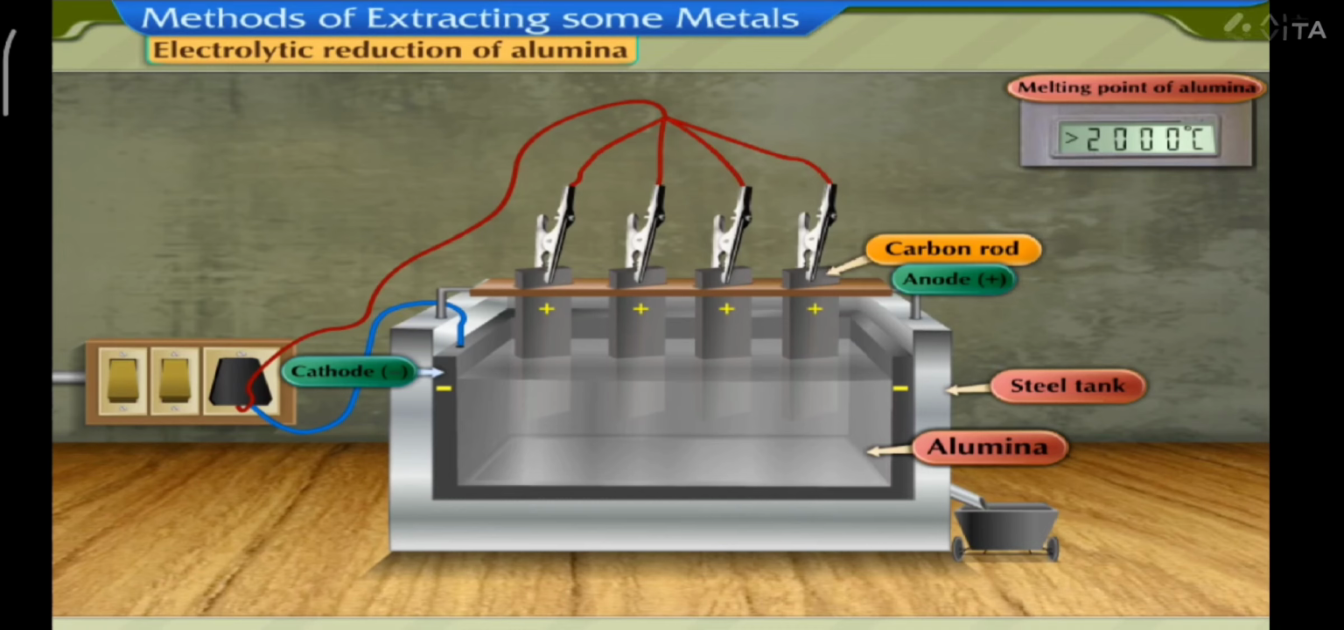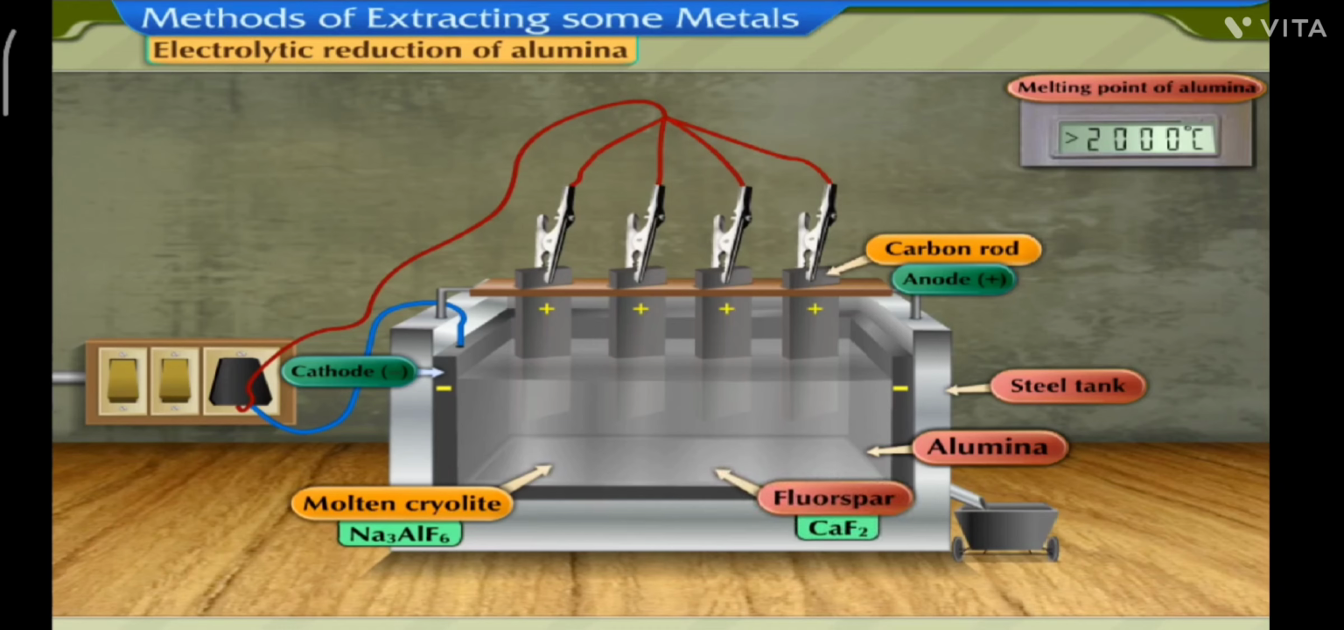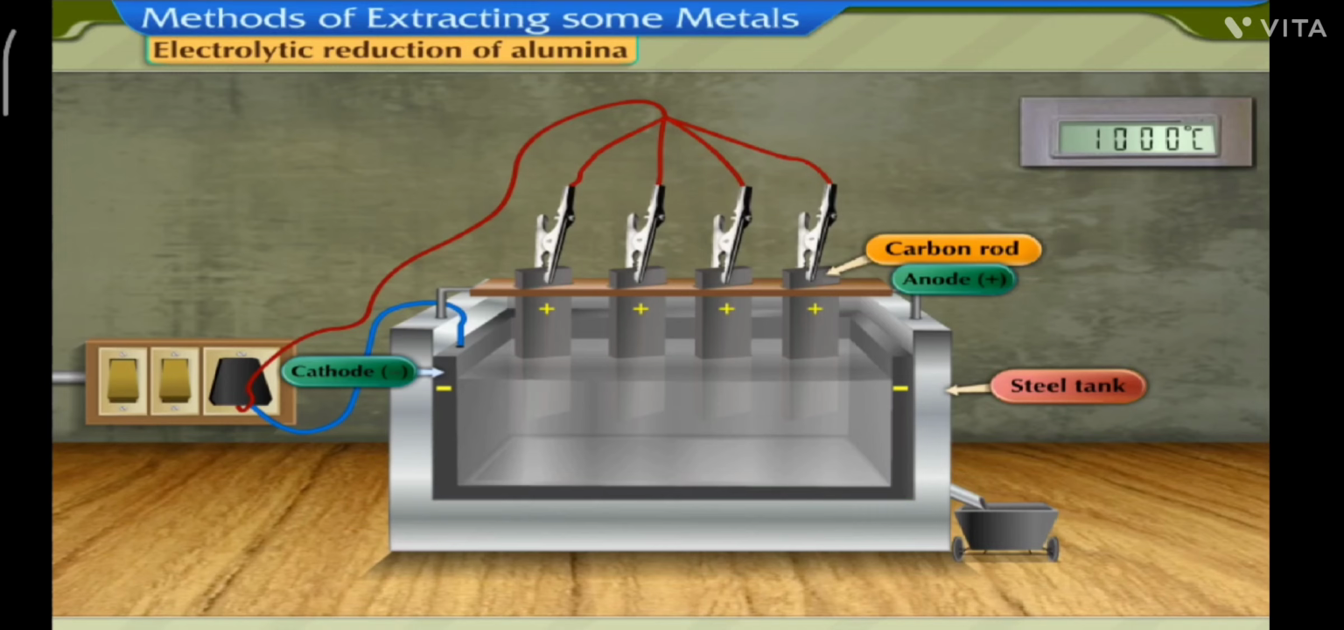In order to lower the melting point, pure alumina is mixed with molten cryolite, Na3AlF6, and fluorspar, CaF2, and then melted in the steel tank. Thus, electrolysis can be carried out at about 1000 degrees Celsius. Now let us see the reactions taking place during the electrolysis of alumina.